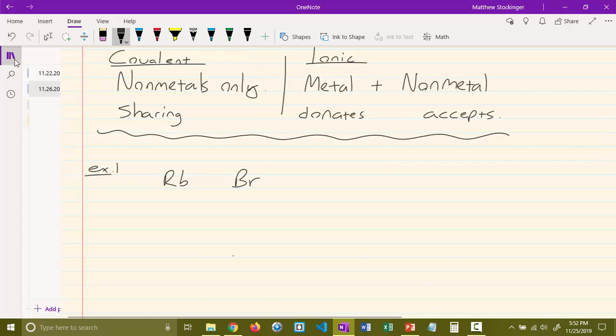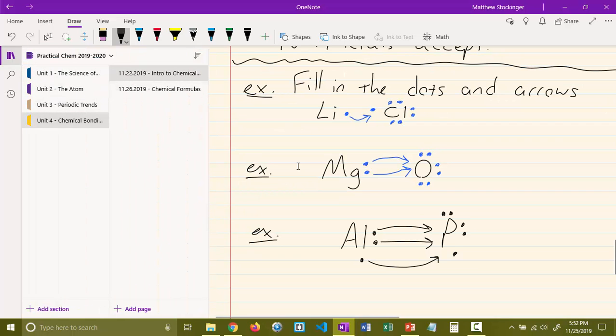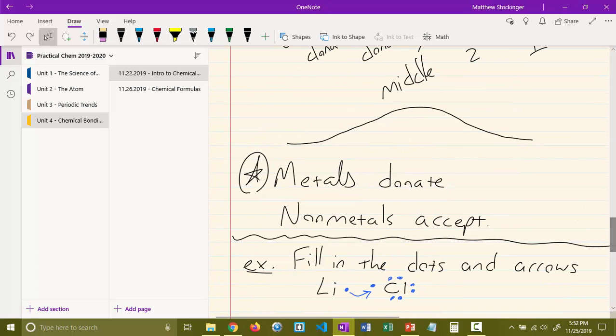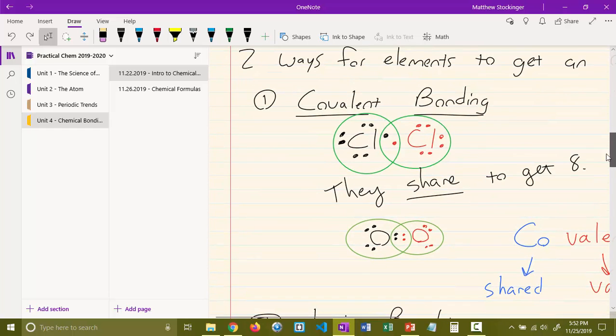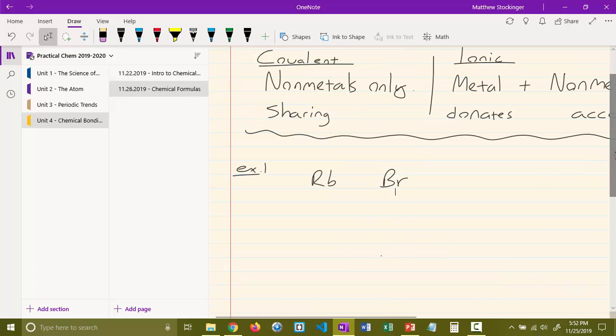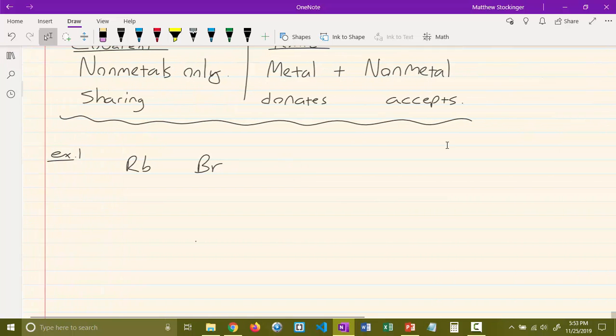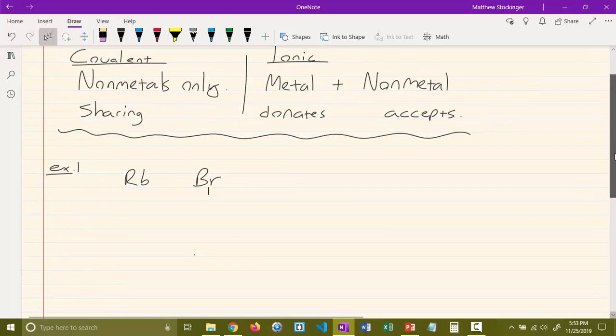And when you have donating and accepting, you'll notice the pictures are a little bit different. You show arrows to show that donating, and then with covalent you just put things next to each other so that they can share. That's what that looked like up here. The circles are actually not going to come into the new drawings. That was just something I put in there last Friday to make it obvious what was going on.